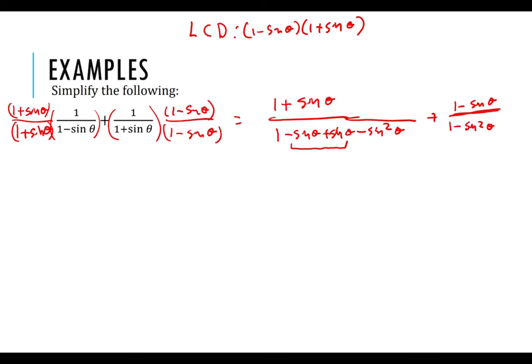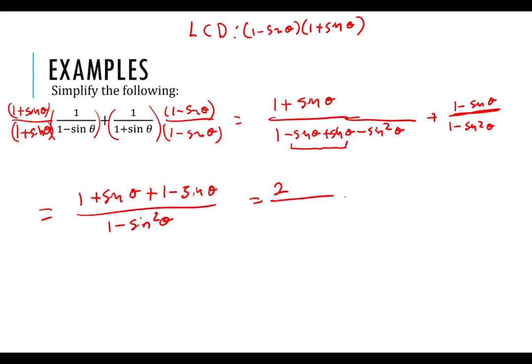So then addition on top, that's going to be 1 plus sine theta plus 1 minus sine theta divided by 1 minus sine squared of theta. And so then on top I have 1 plus 1, that is 2. I have sine theta minus sine theta, that's going to be 0, so plus 0, I'm not even going to write that. And then in the denominator I still have 1 minus sine squared theta.